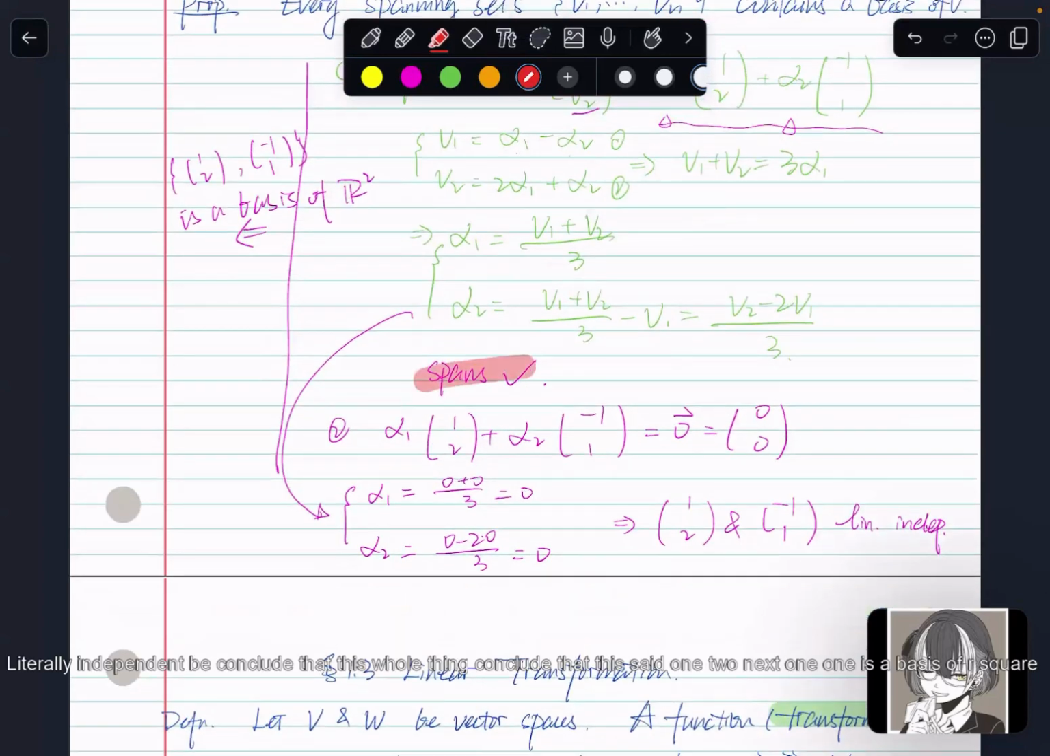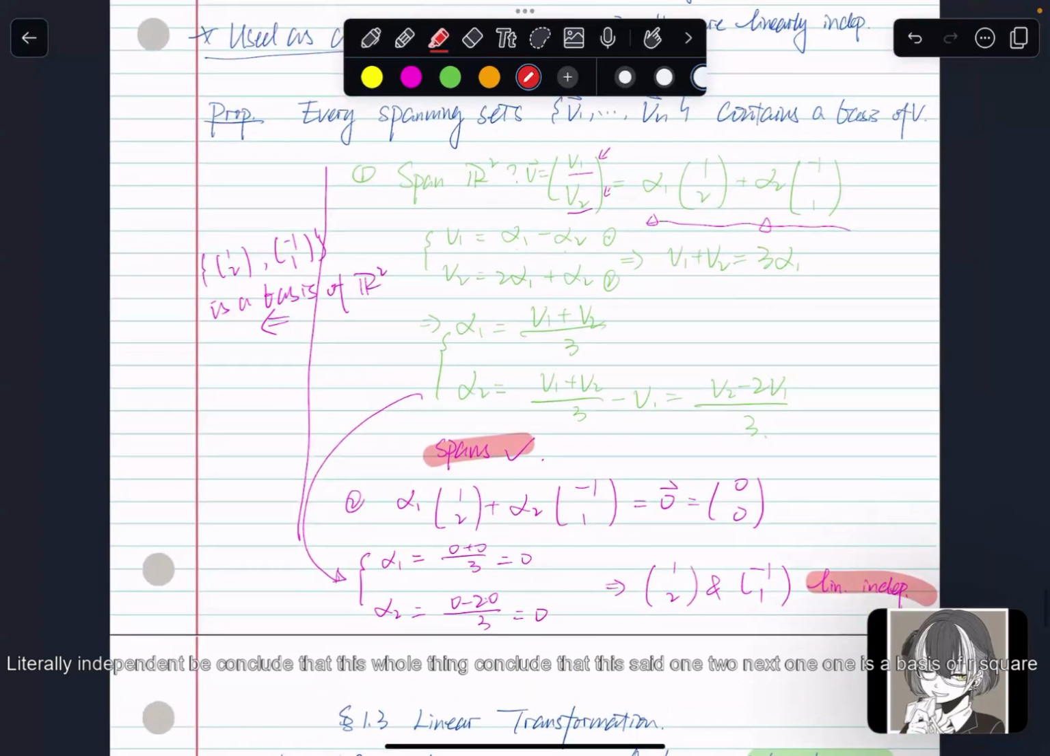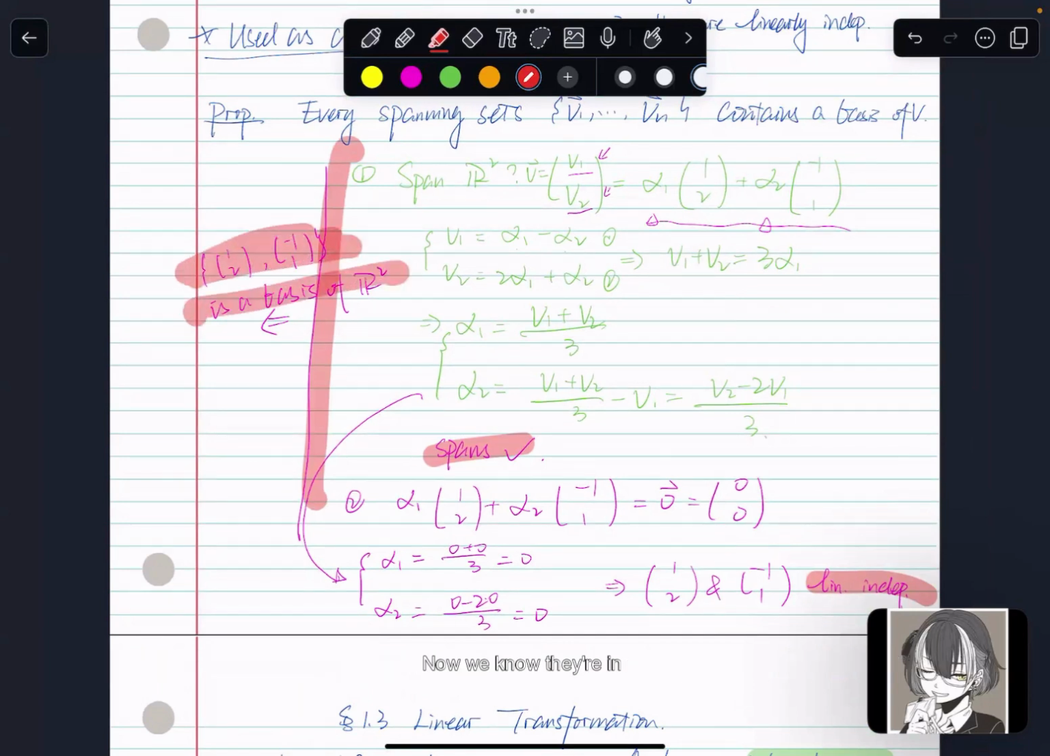Now we know they span, and now we know they're linearly independent. We conclude that this set, (1, 2) and (negative 1, 1), is a basis of R squared.